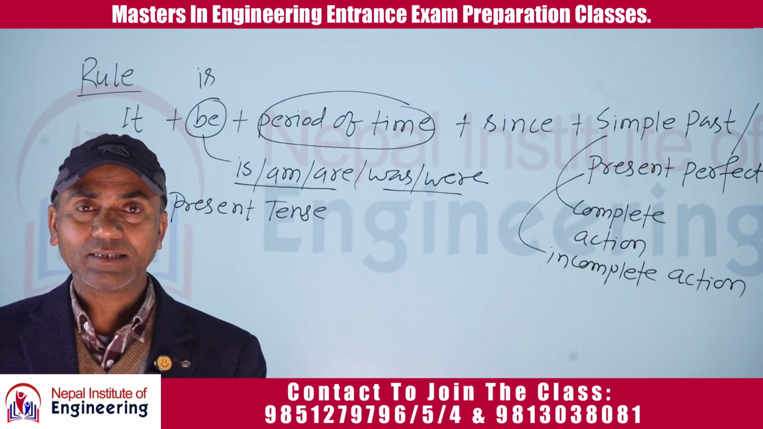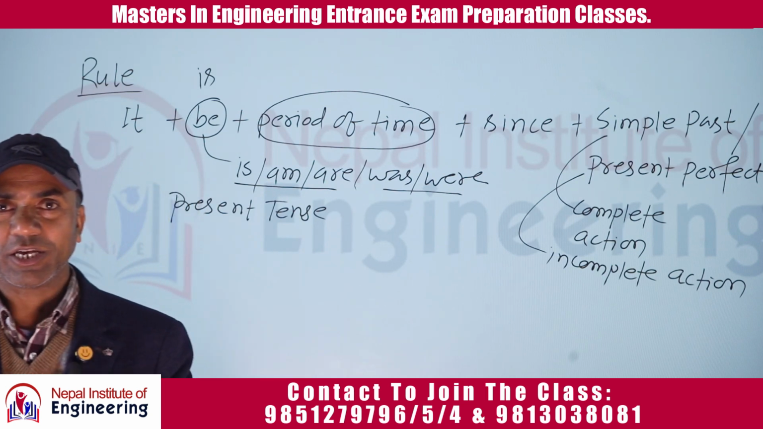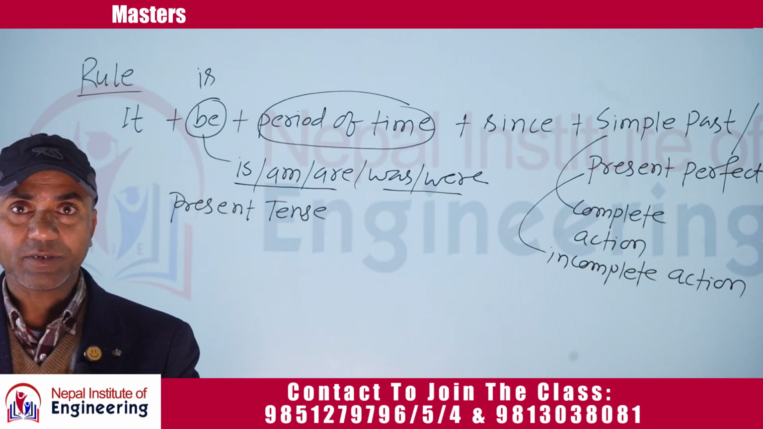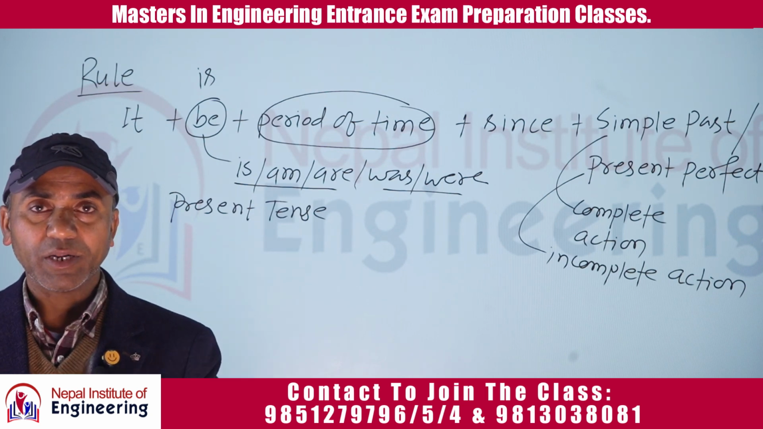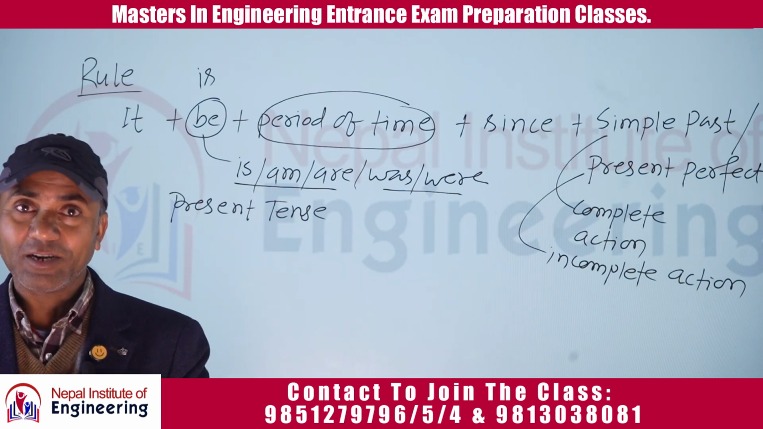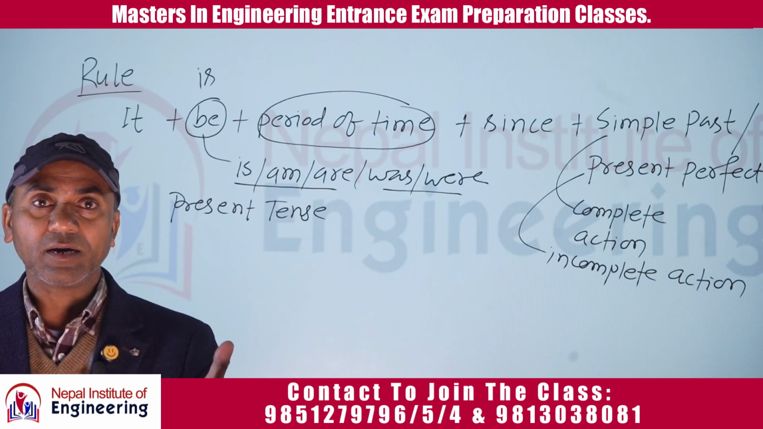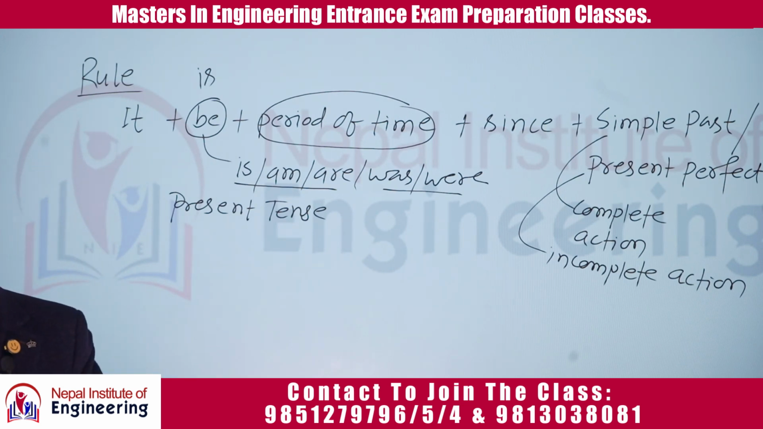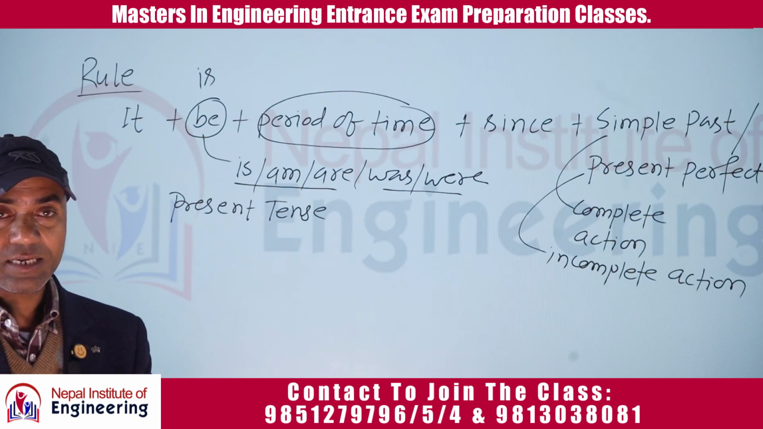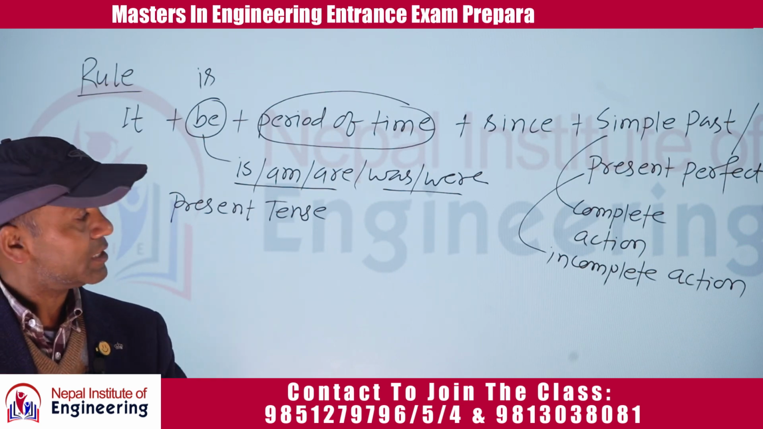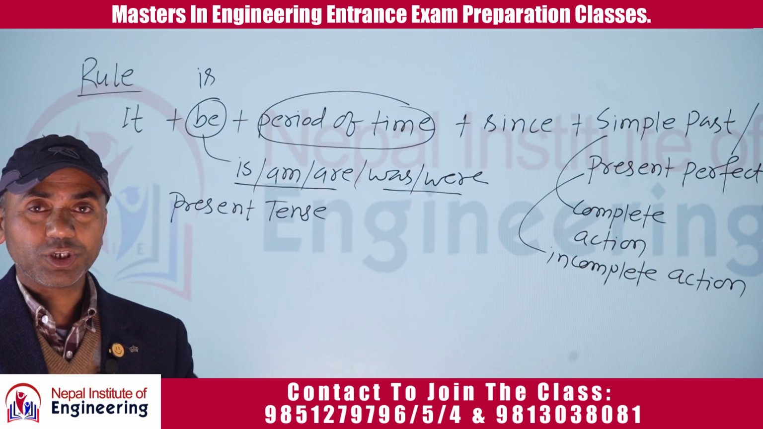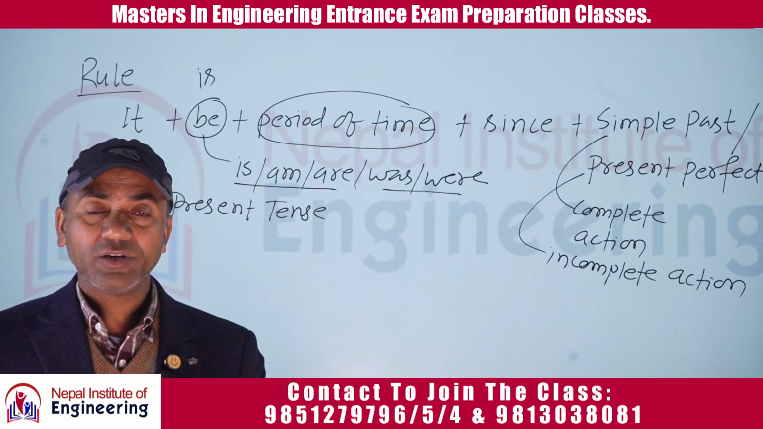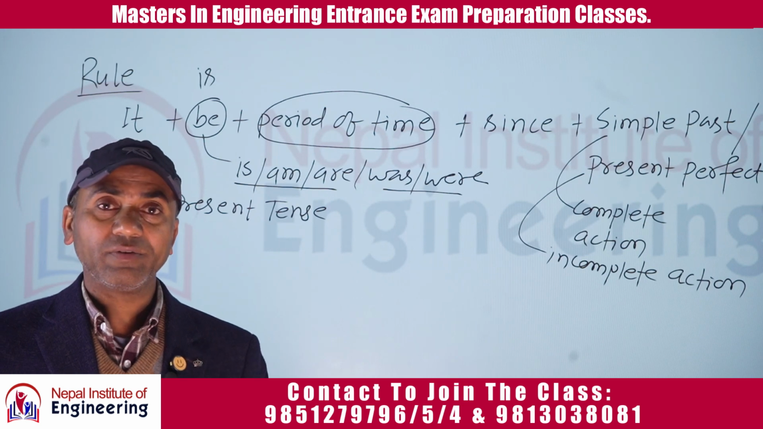Look at the second sentence. It is 3 years since he has lived in Kathmandu. It means he has lived in Kathmandu for 3 years. The meaning is he is still living. So action incomplete. You got it. So now the first sentence indicates complete action and the second one indicates incomplete action. So it is 3 years since he has lived in Kathmandu. It means he has lived in Kathmandu for 3 years. That is, he is still living.